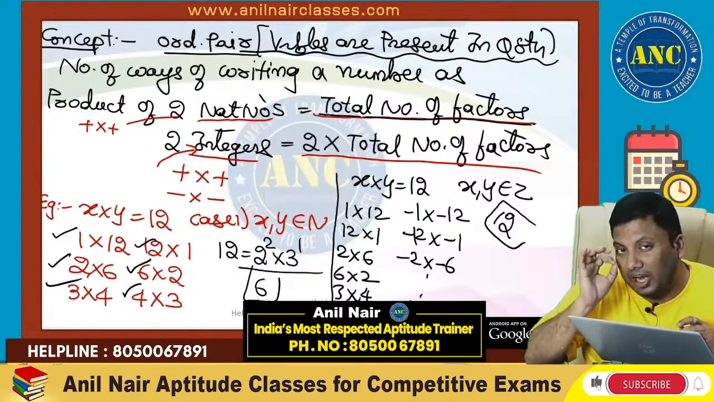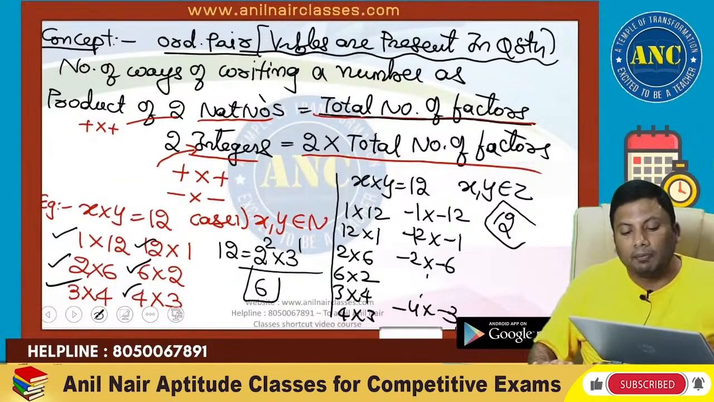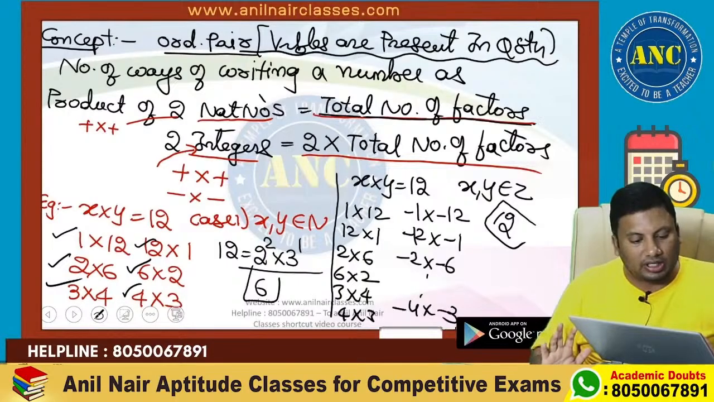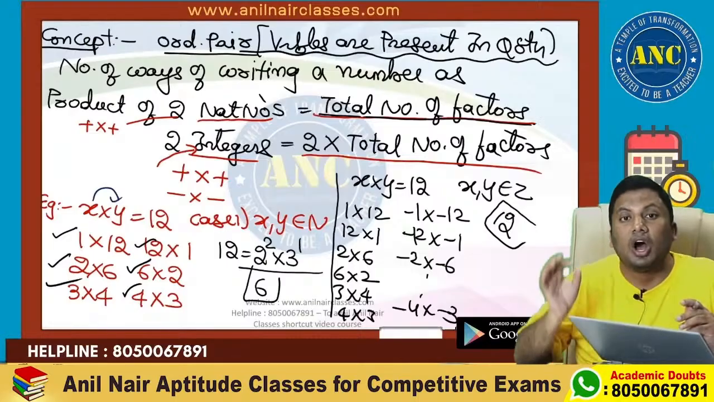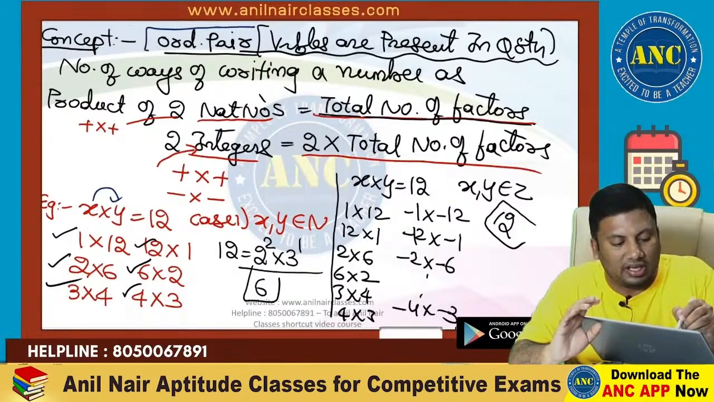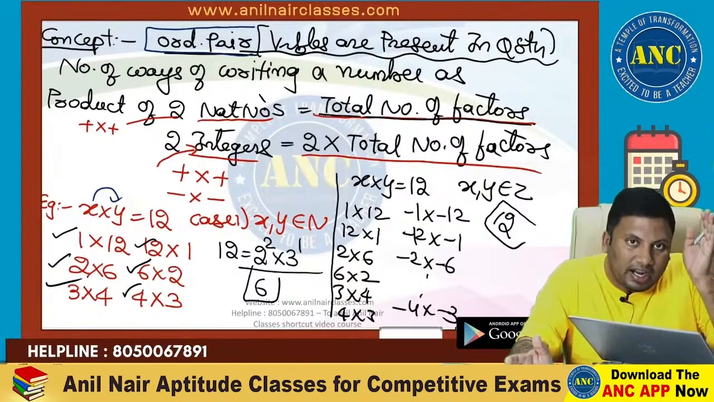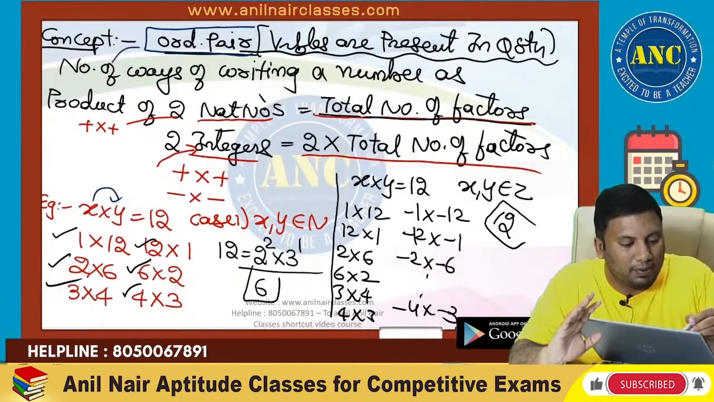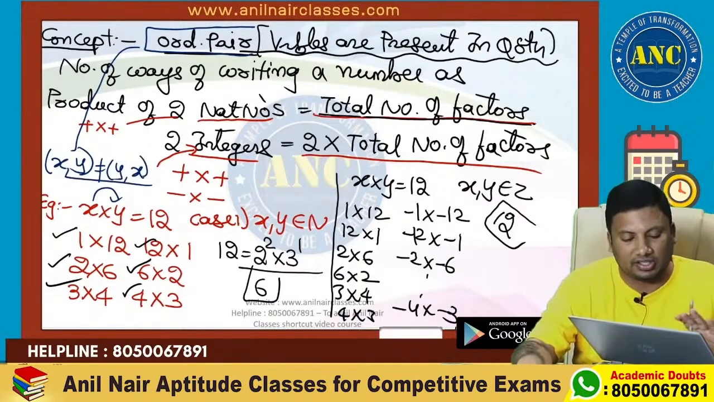This slide is of extreme importance to you, sir. Number of ways of writing a number as a product of two natural numbers is the total number of factors. Positive into positive, x and y are variables. Ordered pair means the way in which the variables are written matters: writing 1 first and then 12, or writing 12 first, then 1. Order matters. In simple language, in an ordered pair, (x, y) and (y, x) are not equal.